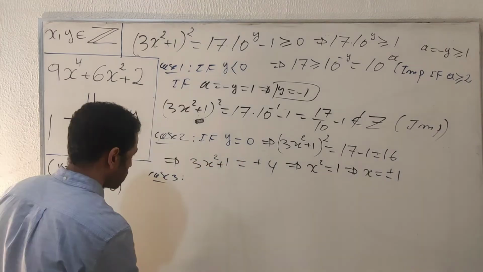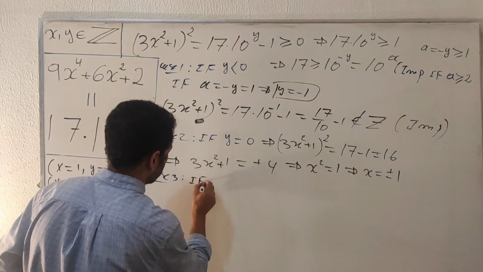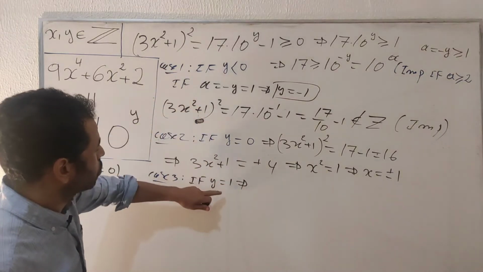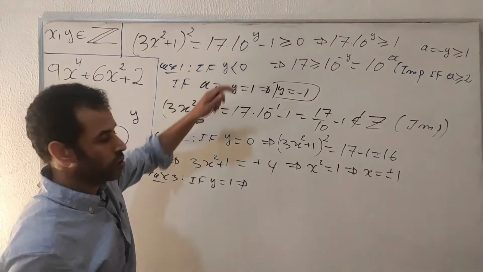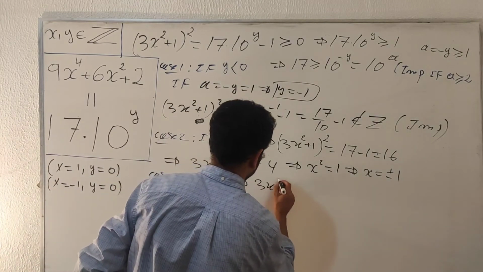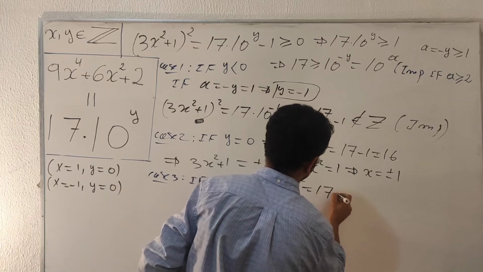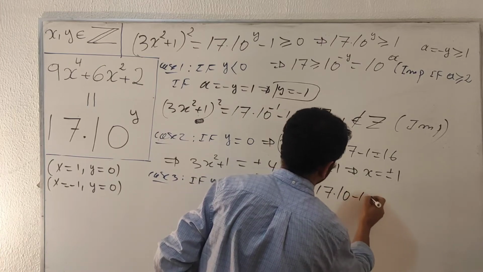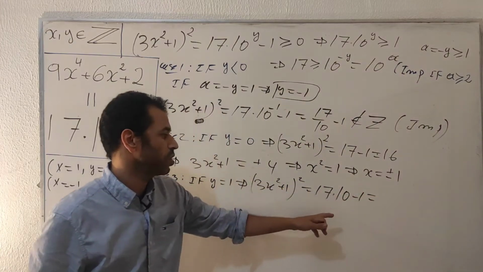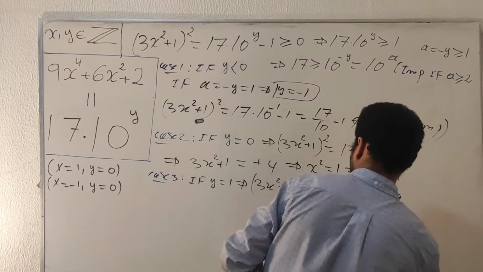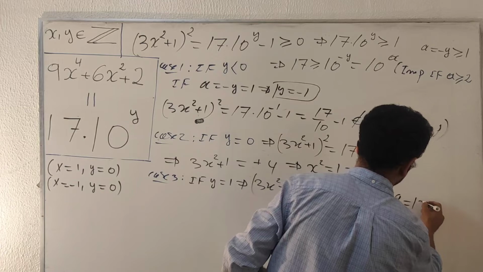Now let's move on to the next case, when we have y equals 1. If y equals 1, I'm simply going to replace this value of y into this one. I get (3x squared plus 1) squared equals 17 times 10 minus 1. This is given as 170 minus 1, which is 169. We know 169 is the same as 13 squared.